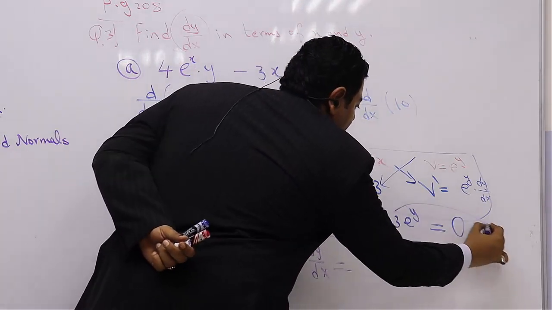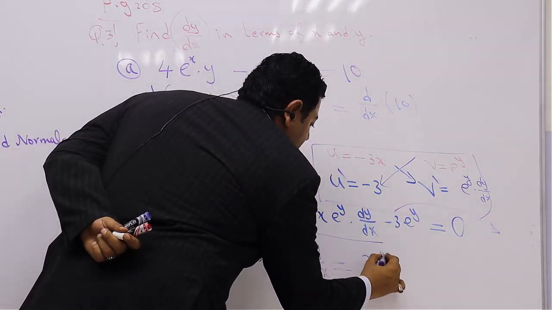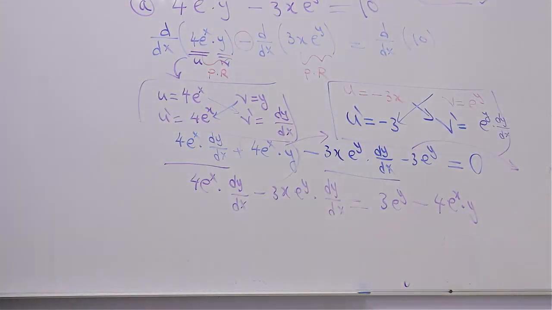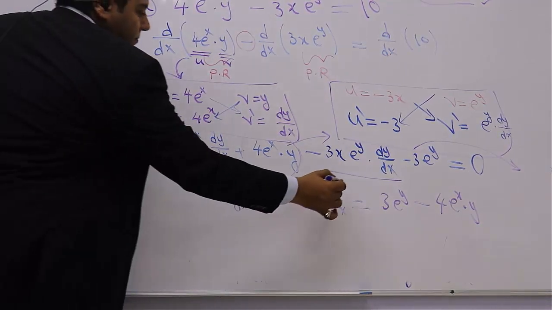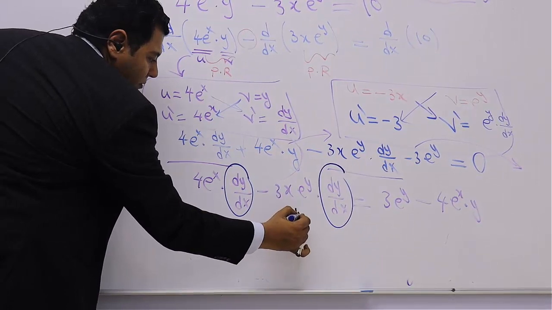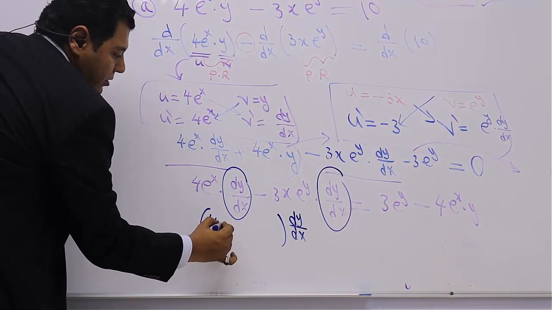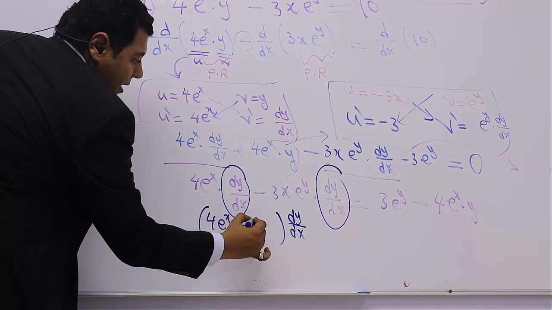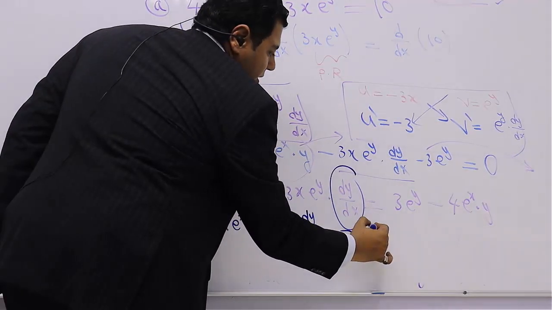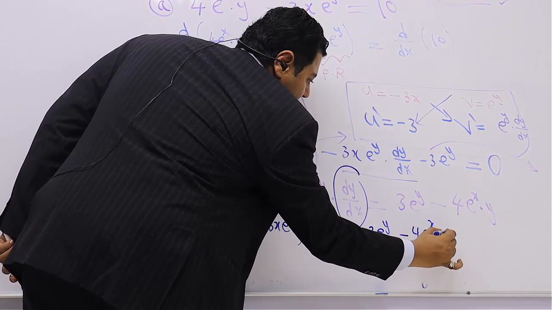This term does not contain dy over dx, so it goes to the other side and will be positive 3e to the power y. And this term also does not contain dy over dx. Now we want to factor out dy over dx by taking dy over dx as a common factor. So the remaining here will be 4e to the power x minus 3x e to the power y. All of this is equal to 3e to the power y minus 4e to the power x times y.